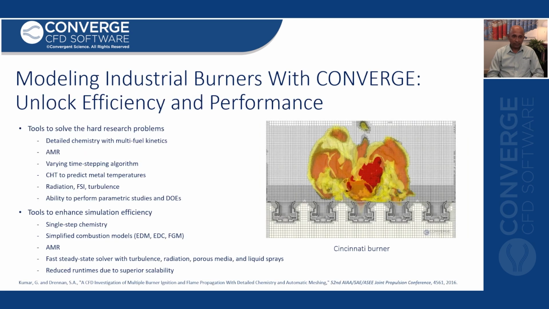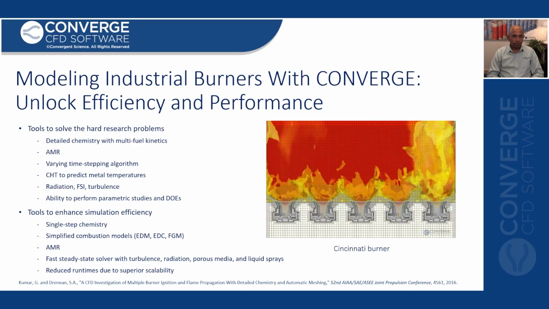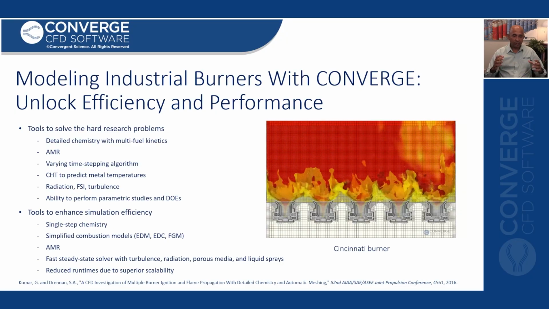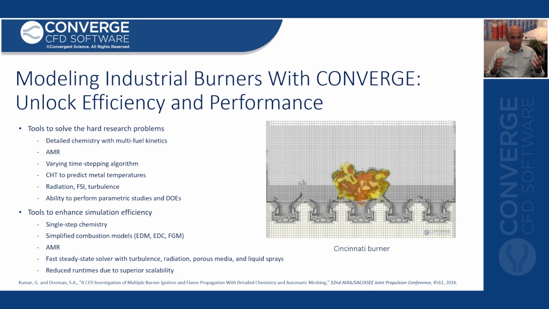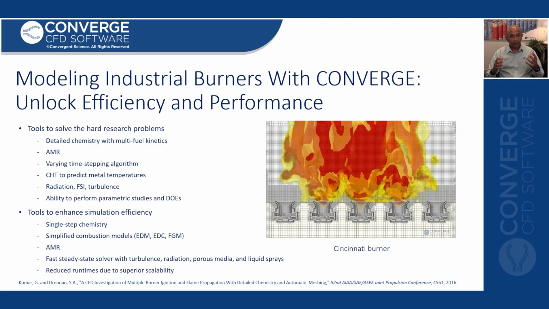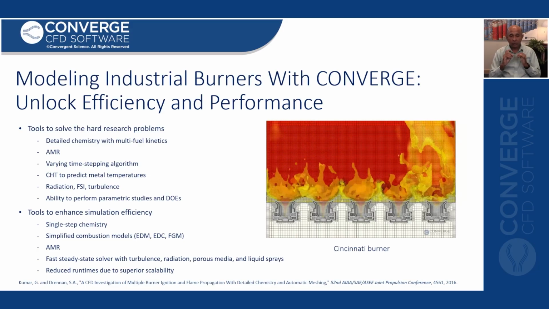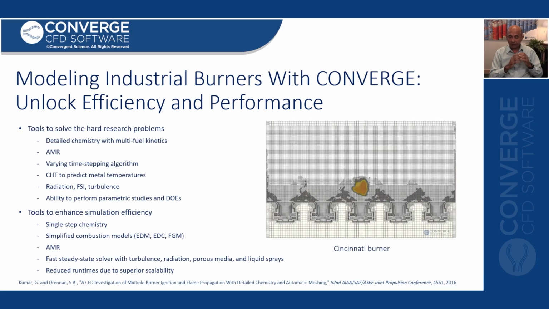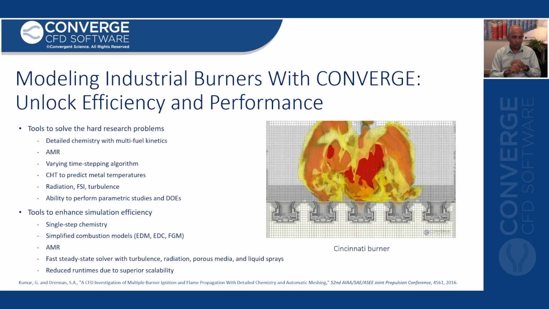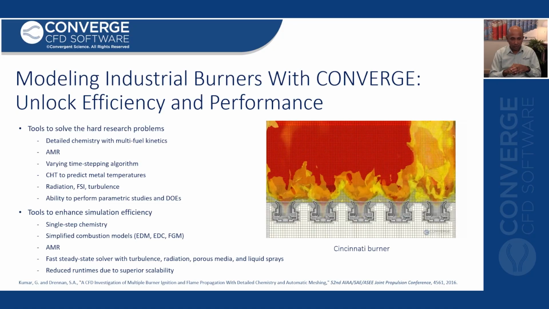So here's my last slide. Let me summarize what I talked about. So we started off saying Converge can do efficient, accurate simulations where you want to run simulations really fast. You want to look at a specific problem in the burner. Converge has the tools to do that. So you can do single-step chemistry or simplified combustion models.